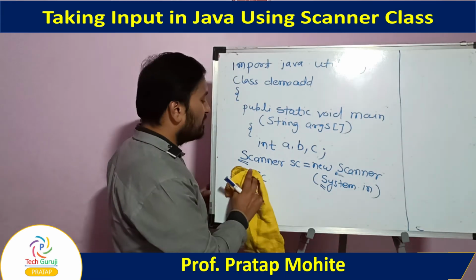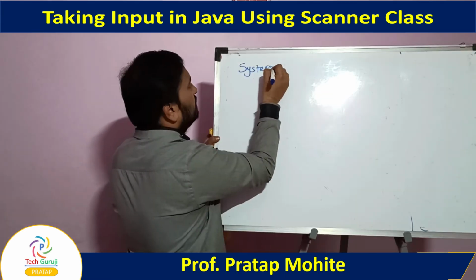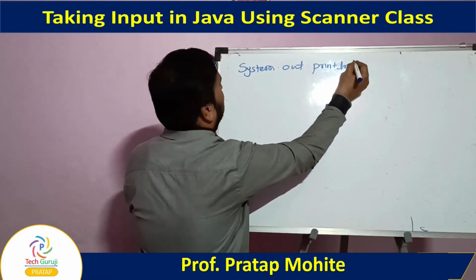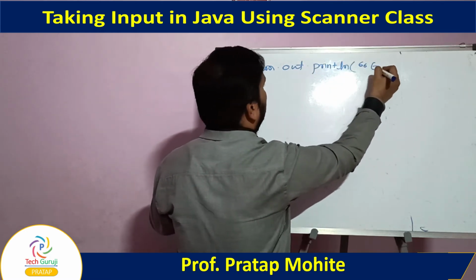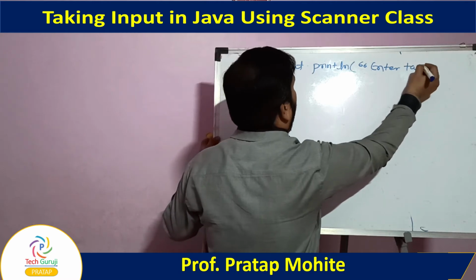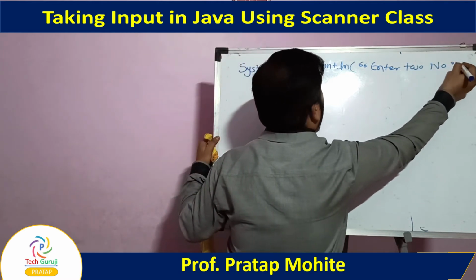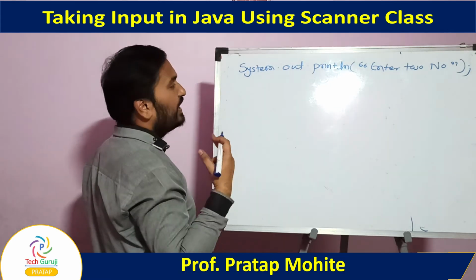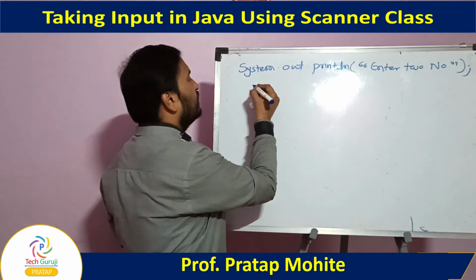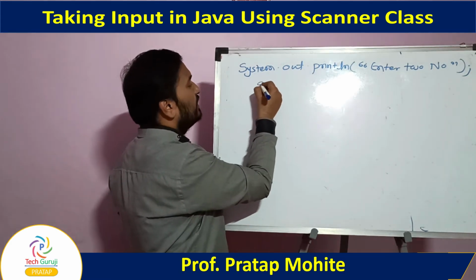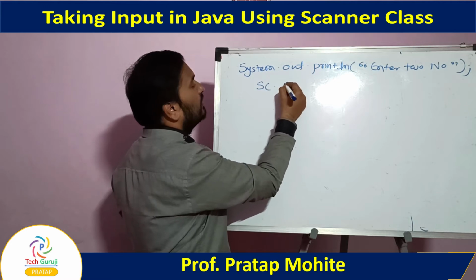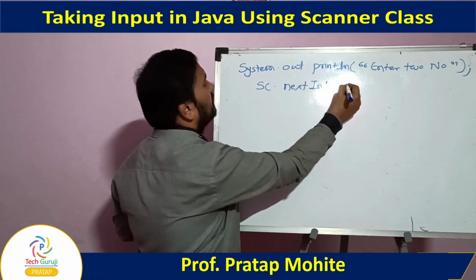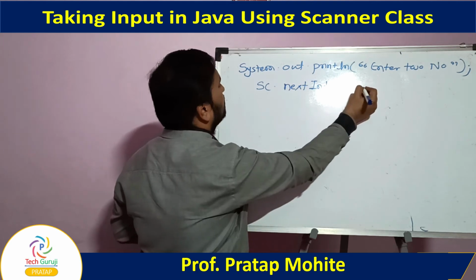Before that, we have to give a message to the user: System.out.println, within the brackets, "Enter two numbers", round bracket close, semicolon. After that, we have created the object sc, so we'll use sc.nextInt, with the I capital, round brackets open and close, semicolon.